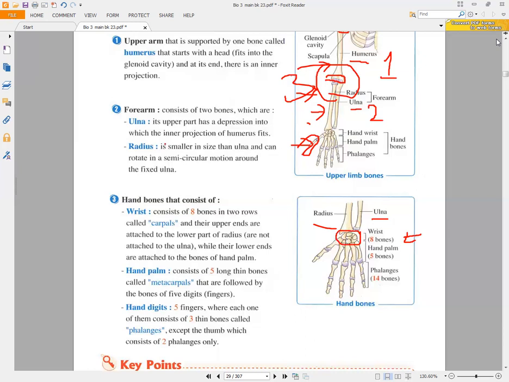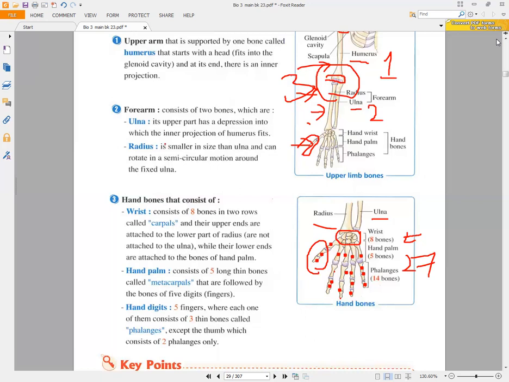After that, you will find that we have the hand palm. The hand palm consists of 5 bones as you look here. After that, we have the hand digits. They are 5 fingers, where each one of them consists of 3 bones. That's called the phalanges, okay? We will have 1 2 3, 1 2 3, also here 3, and here 3, except the thumb that consists of 2 phalanges only, okay? So here, the total number of bones present will be 27. 8 plus 5 plus 14, that will be 27.